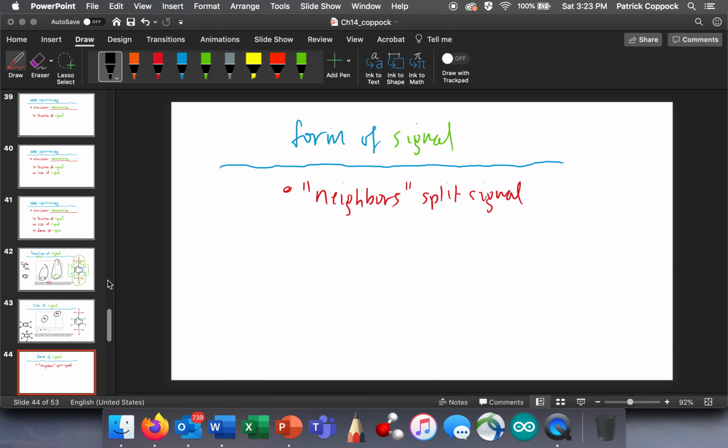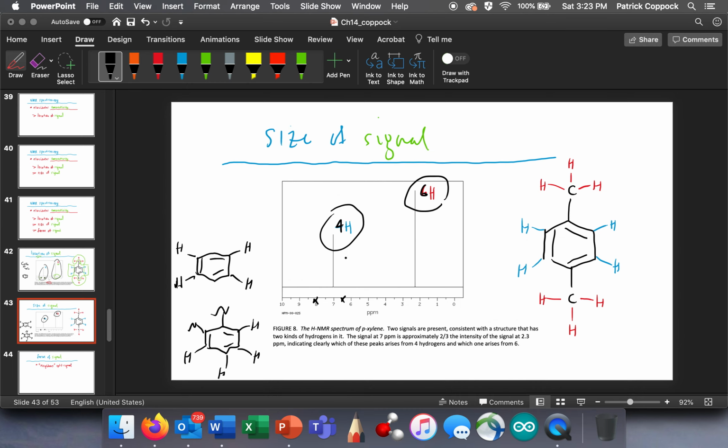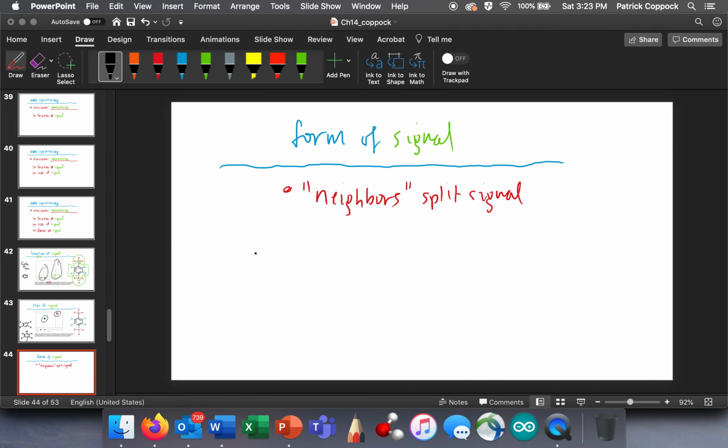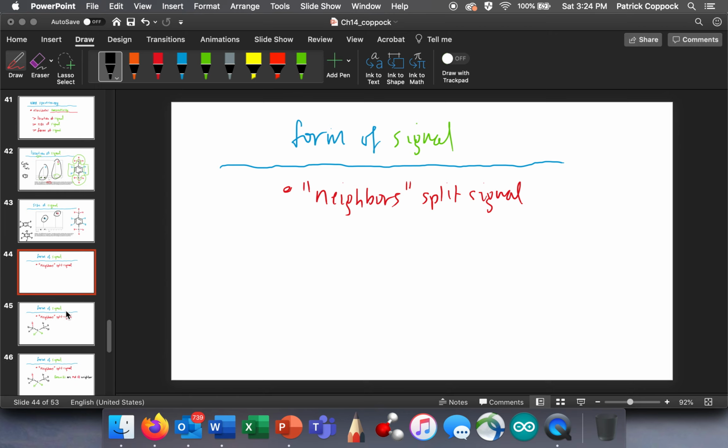The form of the signal. So this is complicated. The form of the signal. And now in that previous slide, let me go back one slide. This form is just a single line. You see that? It's really hard to get any information out of it. It's just a line. But that's not always going to be the case. It turns out that neighbors split the signal. So the signal we looked at previously was not split. But if you have neighbors, they will split the signal.